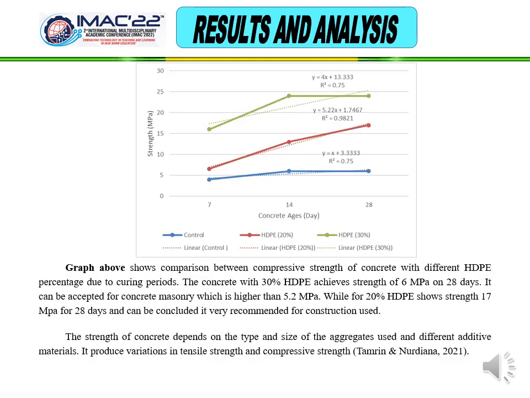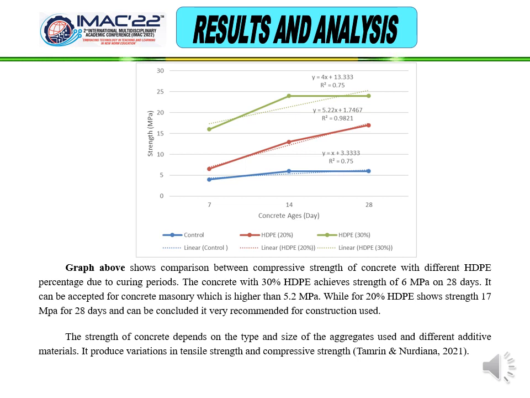The graph above shows a comparison between the compressive strength of concrete with different HDPE percentages over the curing periods. The concrete with 30% HDPE achieved a strength of 6 megapascal at 28 days. Actually, it can be accepted and categorized as concrete masonry, which is higher than 5.2 megapascal.